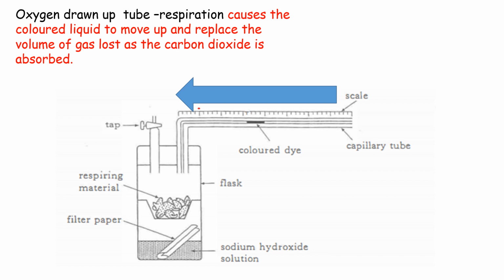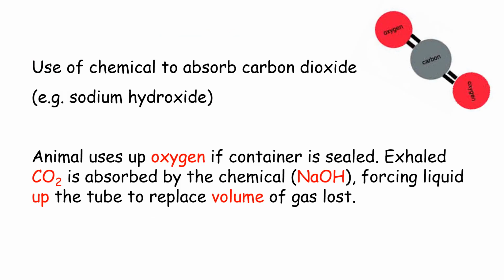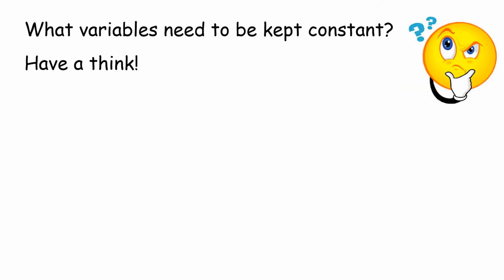Because remember, if you don't do that, essentially the coloured dye won't move because you'll have that carbon dioxide gas in there. So we need to displace that. We need to remove that as well. Okay, and again, this is just a little recap on it. This is probably your textbook answer for it. So it'll say the use of a chemical to absorb carbon dioxide is very often sodium hydroxide. The animal uses up oxygen if the container is sealed. The exhaled carbon dioxide from the organism is absorbed, forcing the liquid up the tube to replace the volume of gas. So that previous slide there is rather important because that question does come up quite a bit.